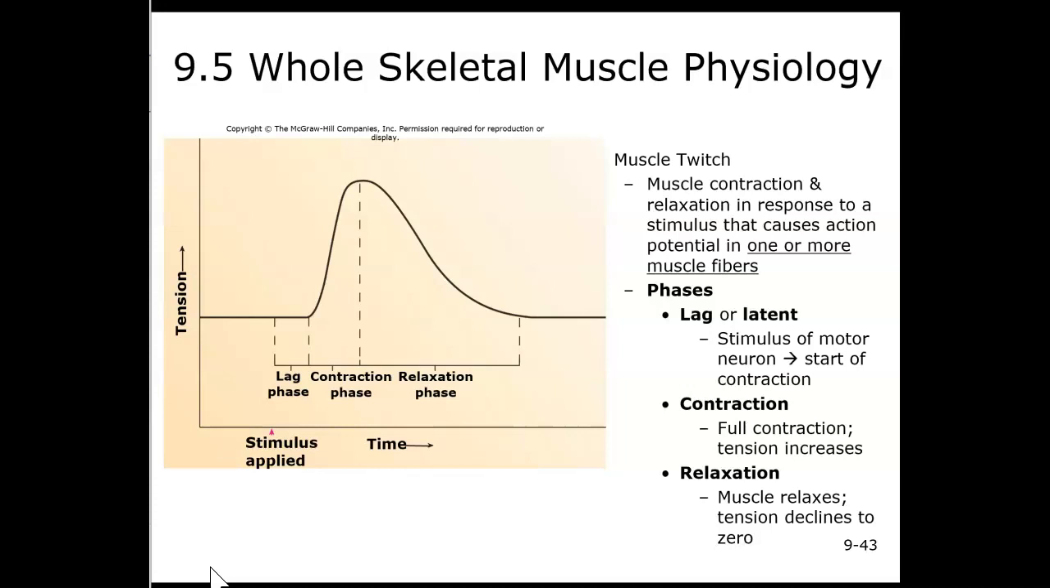So we have three different phases in which this takes place. We've got our stimulus that is applied to our muscle fiber, and we have this lag or latent phase. This is the stimulus of our motor neuron and the start of contraction. The actual contraction phase is when we have full contraction and tension will increase. After that, we have our relaxation phase, where the muscle relaxes. Tension is declining here to 0 and back to its resting point.